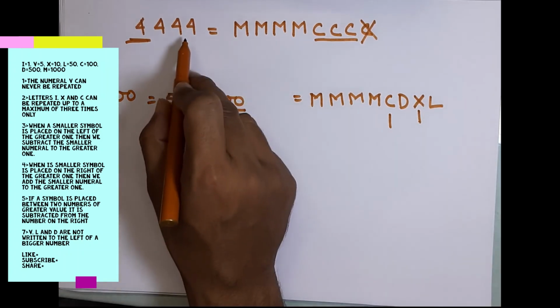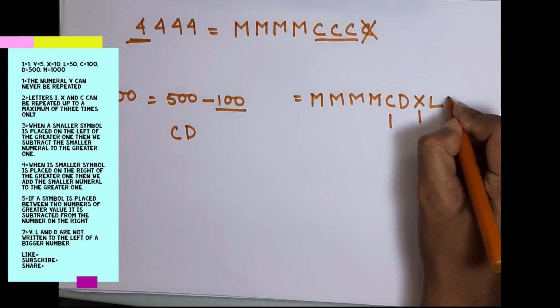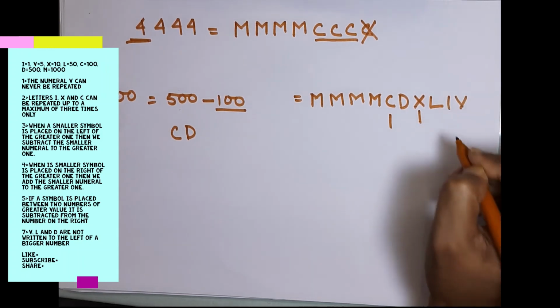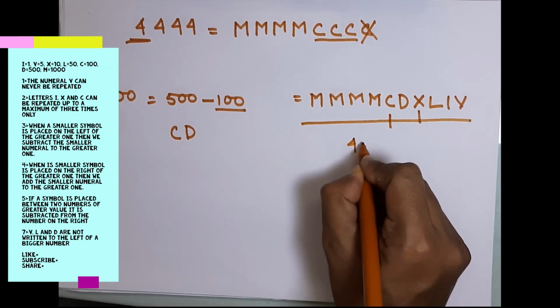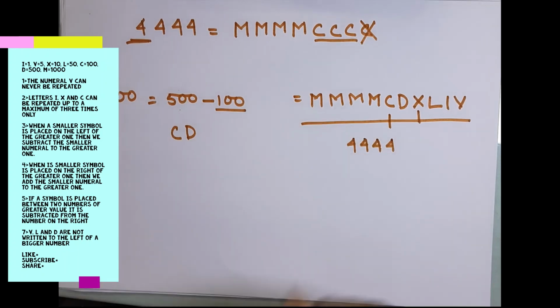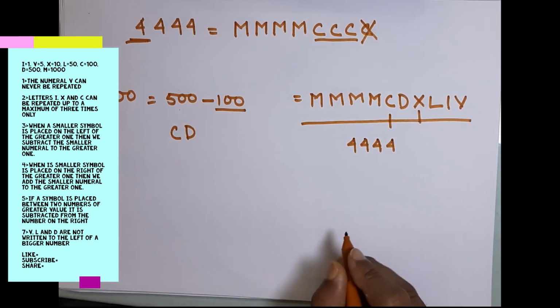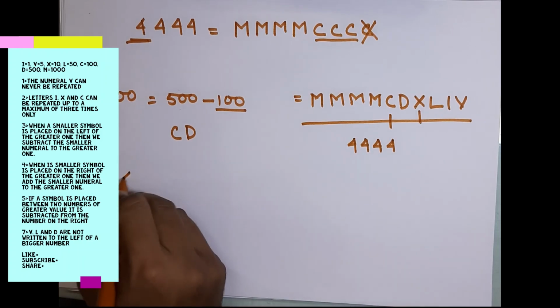Now what remains? 4. How do we represent 4? The same way. It will be 5 minus 1. So this represents our 4444. Let us pick any other sample number and let us try to represent that. How about 4486? Let us do that.